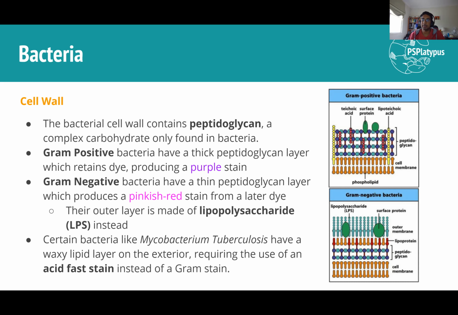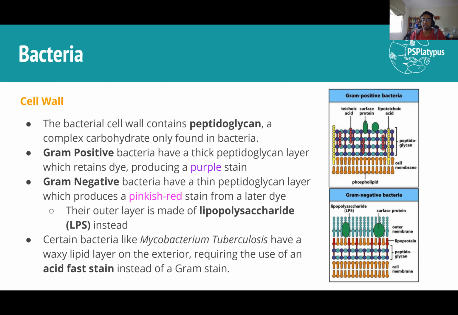When we stain them with the Gram stain, it's a whole process. You don't need to understand everything about it. But basically, Gram-positive bacteria have a darker purple stain. Gram-negative bacteria have a pinkish red stain. Again, you don't really need to know the workings of it, just the fact that Gram-positive means purple, Gram-negative means pinkish red.